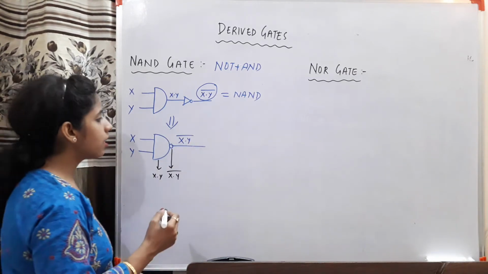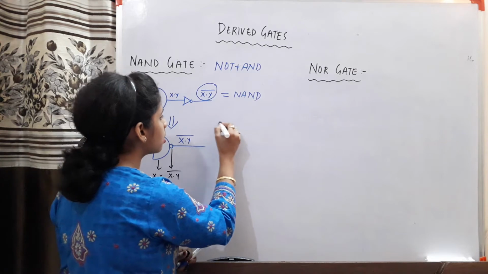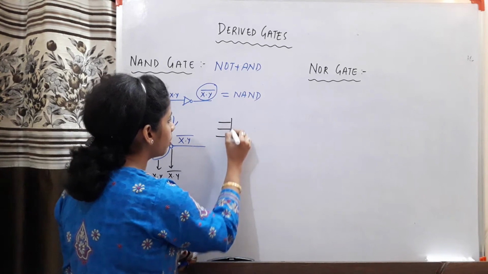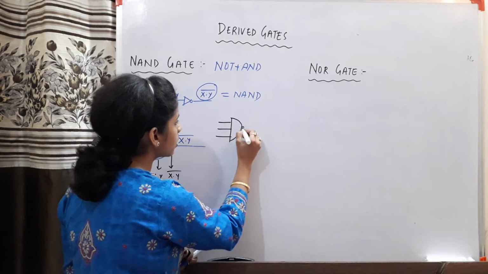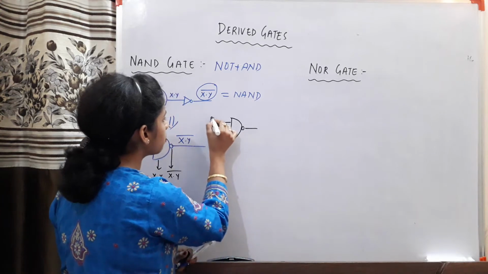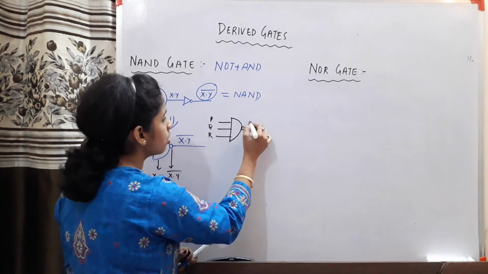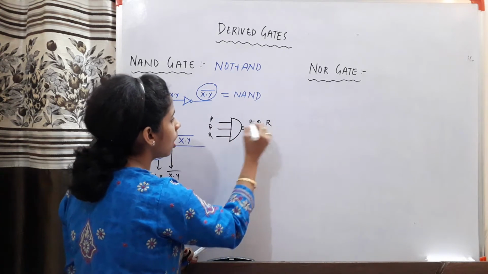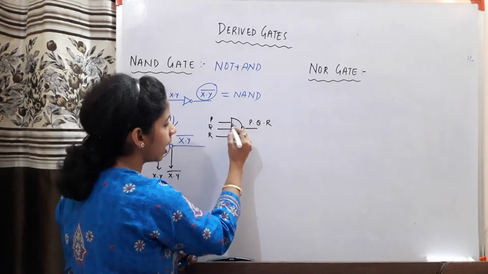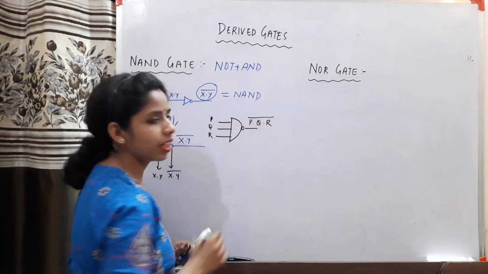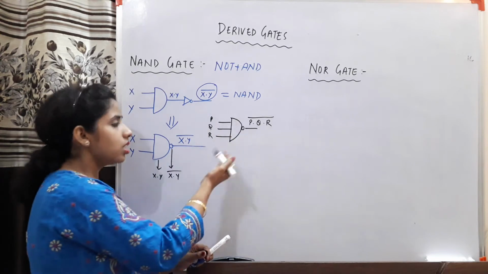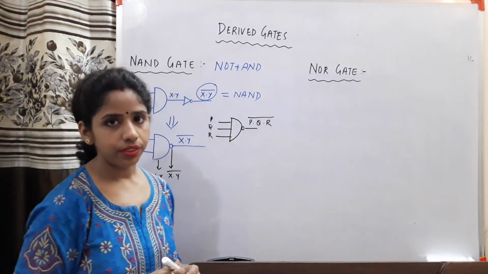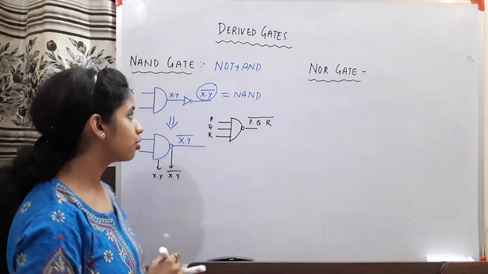In the same way, if you have three inputs, then what will happen? You make it like this. Suppose these are P, Q and R. So it will be P dot Q dot R. This will be done by the AND gate, and the bubble will do the NOT like this. So this is the symbol for the NAND gate. Now let us see the truth table.